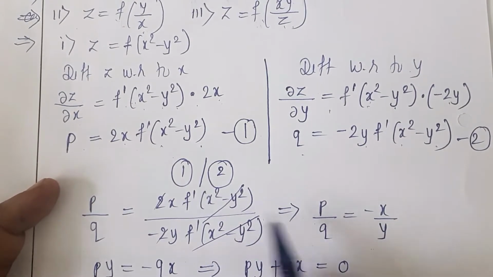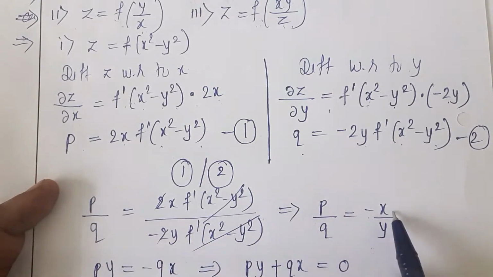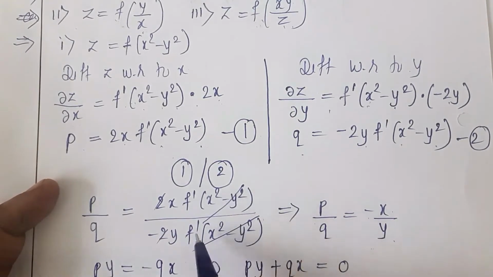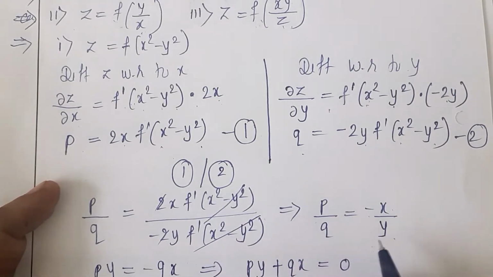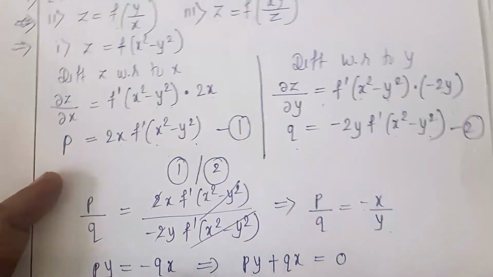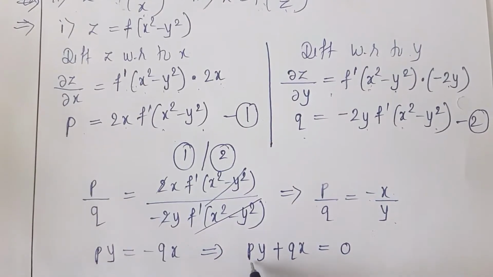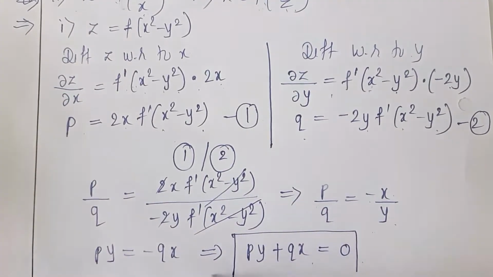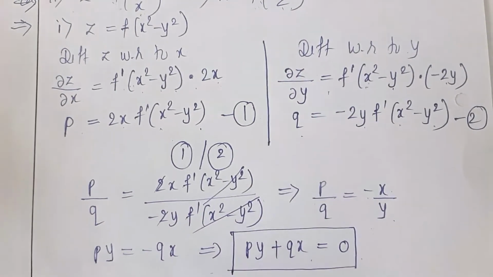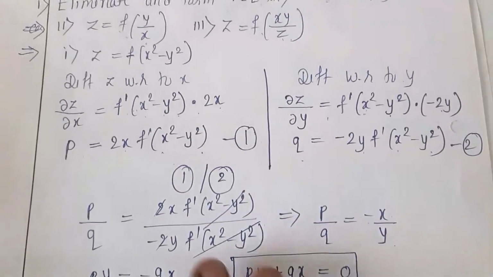So we get p by q is equal to minus x by y, because this function is the same and gets cancelled. Cross multiply: py is equal to minus x into q. So py plus qx is equal to 0. This is a first order partial differential equation we get after eliminating the arbitrary function f.